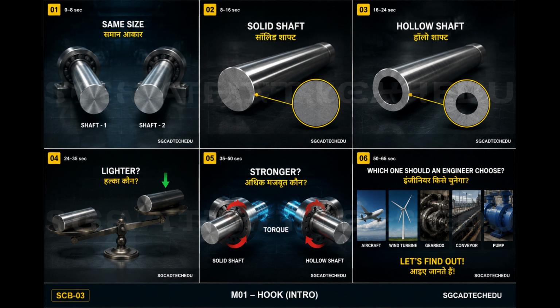The shaft is the backbone of modern industry, transmitting power and motion from one component to another. But here's an engineering question that every design engineer must answer. Should the shaft be solid or hollow? At first glance, the answer seems obvious. But engineering is never about appearances. In this episode, we'll uncover the science, mechanics, and design philosophy behind one of the most important machine elements ever created: solid shaft versus hollow shaft.